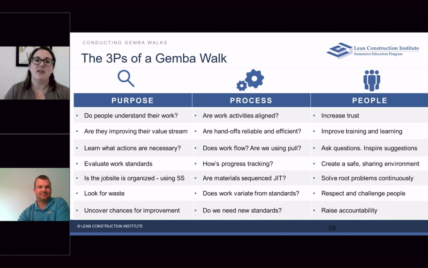So just by creating that foundation, using those humble inquiry questions, creating that safe environment, and respecting the workers and the work that they're doing, you're empowering them. You're creating a change that we all want to see in this industry.